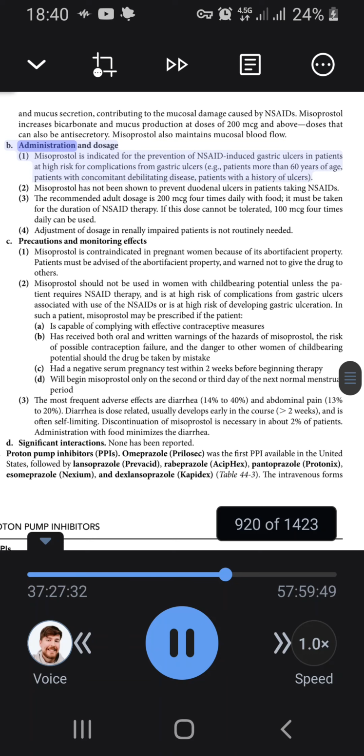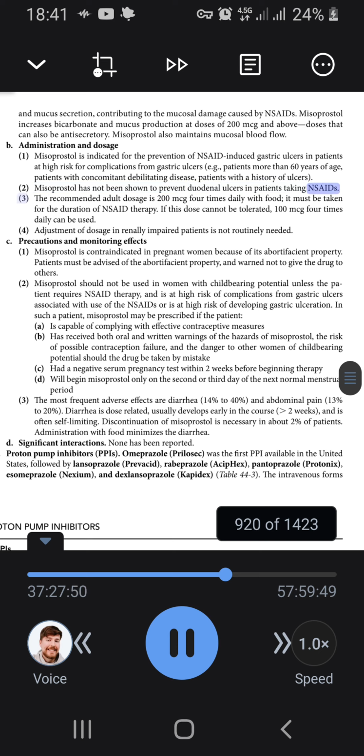B. Administration and dosage. 1. Misoprostol is indicated for the prevention of NSAID-induced gastric ulcers in patients at high risk for complications from gastric ulcers. For example, patients more than 60 years of age, patients with concomitant debilitating disease, patients with a history of ulcers. 2. Misoprostol has not been shown to prevent duodenal ulcers in patients taking NSAIDs.